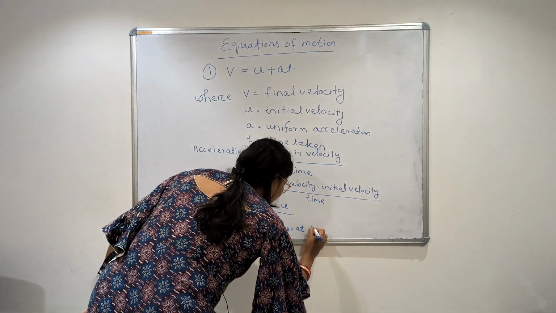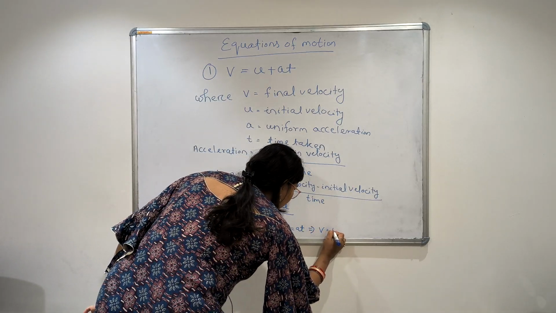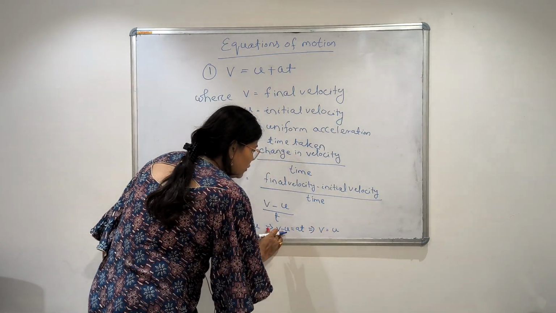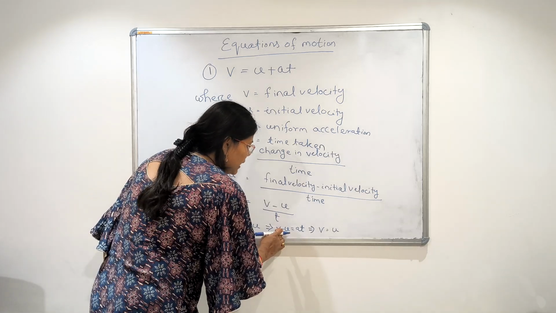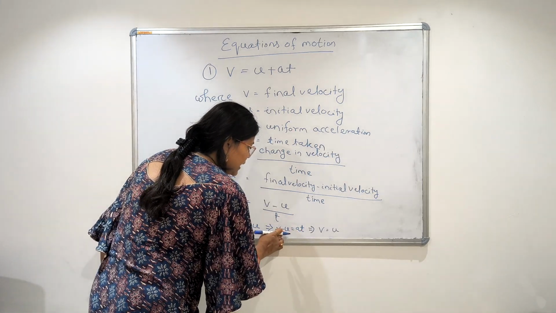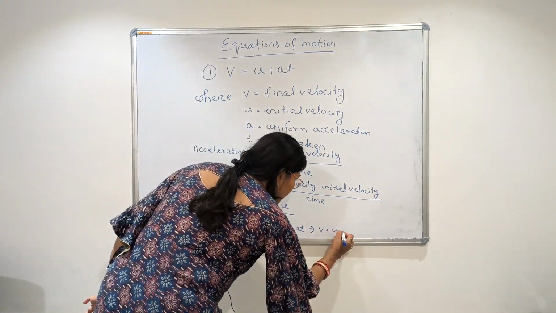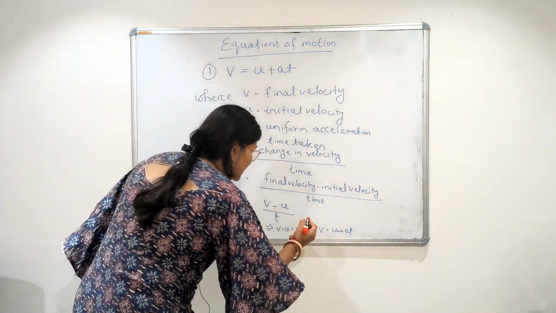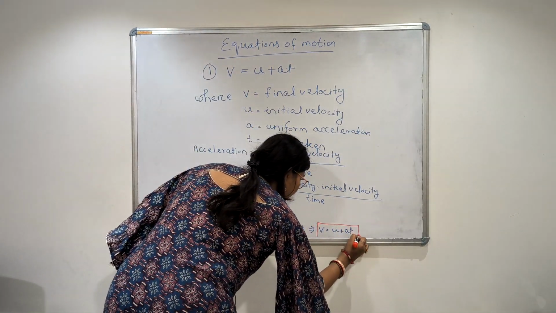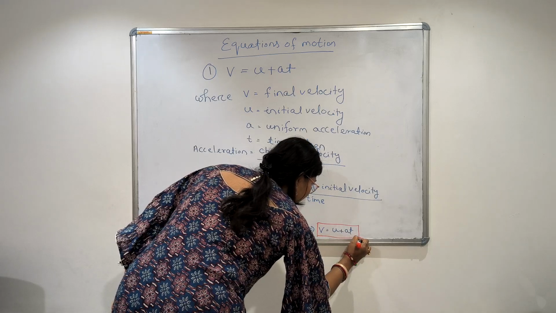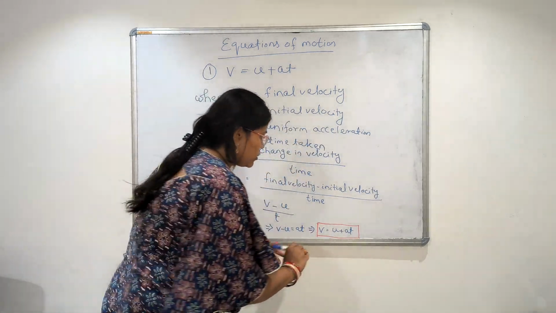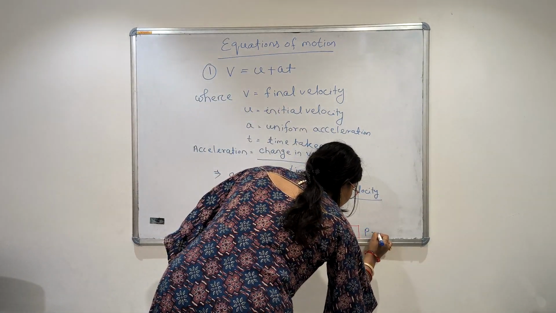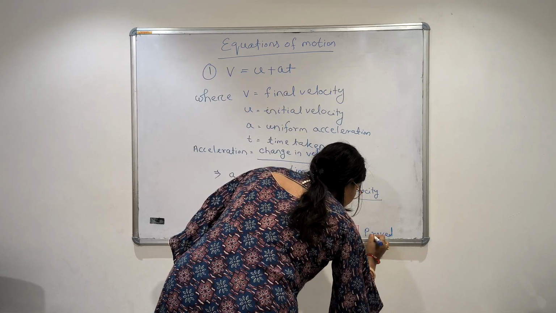So this implies V is equal to U. Here minus U is here. So when it goes to the RHS, then it will be positive. So U plus AT. So now it is derived. V is equal to U plus AT. So first equation is proved.